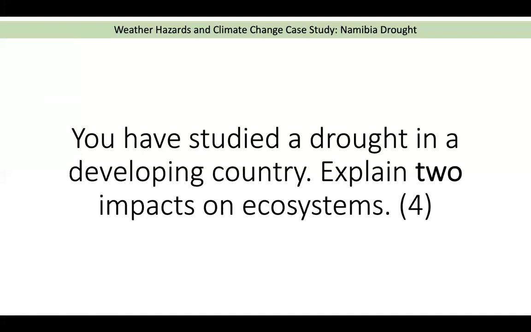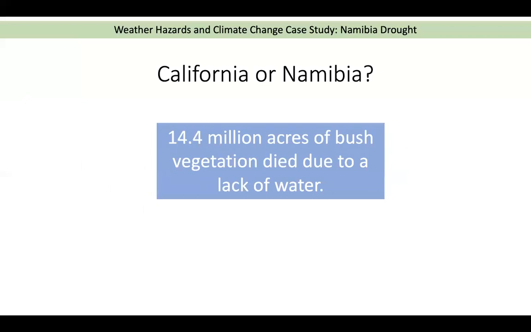Okay, so here's some of the keywords I've highlighted. We'll go through them in a minute, but first I want us to think about what some of the impacts have been on ecosystems in the 2 case studies that we've studied for this part of the topic. So California drought and Namibia drought. Now remember, we're looking at developing countries, so we need to specifically talk about the impacts in Namibia, but we need to know the differences between California and Namibia first. So California and Namibia, 14.4 million acres of bush vegetation died due to a lack of water.